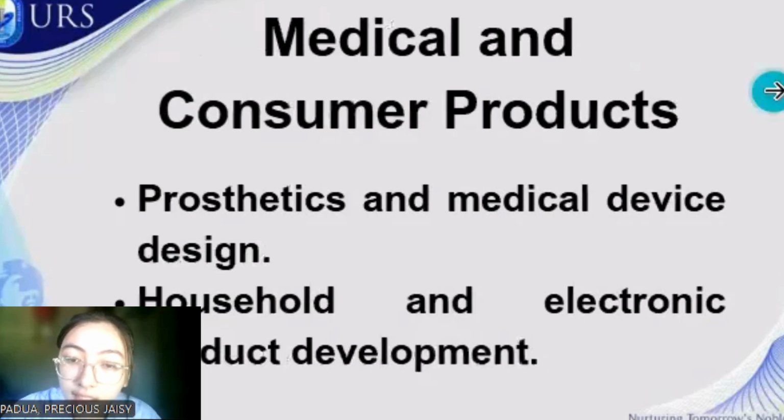Lastly is medical and consumer products. In the medical field, CATIA is used to design prosthetics and medical devices, ensuring custom fits and improved functionality. Additionally, consumer electronics companies use CATIA for designing household appliances and electronic gadgets, improving aesthetics and ergonomics. So that's everything wherein CATIA is used in different applications in different industries.